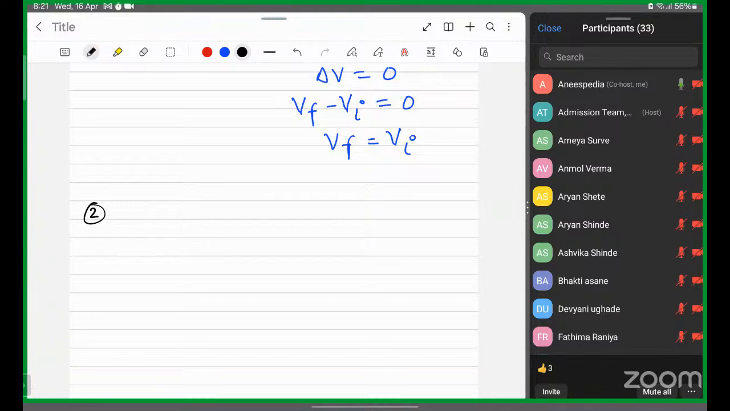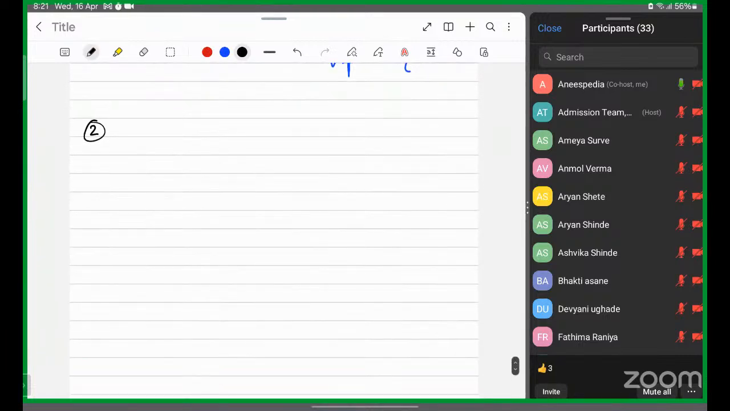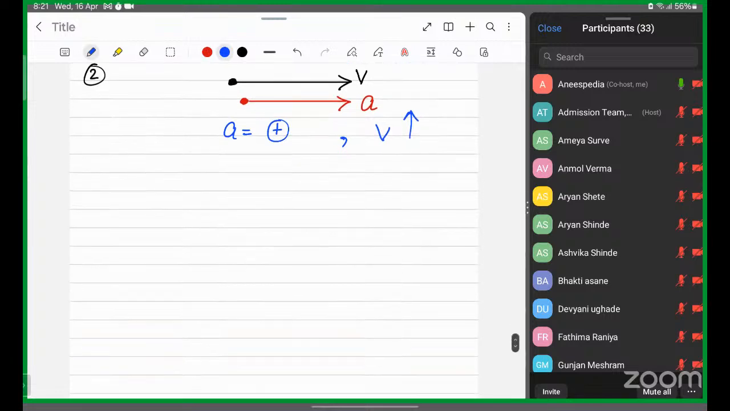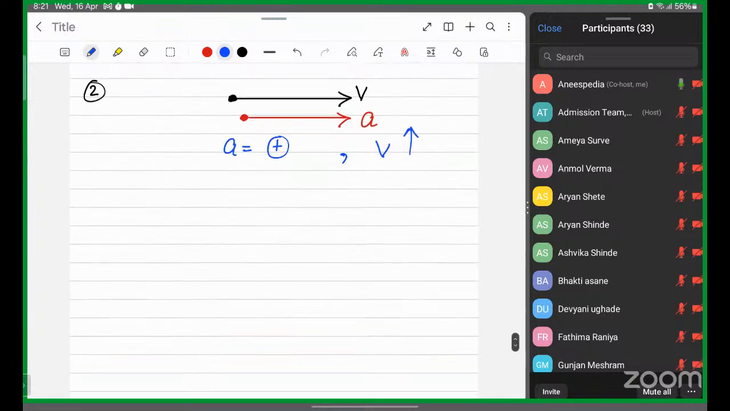Second point is the effect of acceleration on the velocity, and it can have two types of effect. First one is if the object is moving in this direction with velocity, let's say v, and there is an acceleration which is working in the same direction with magnitude a. In that case, this acceleration is taken as positive and it will increase the speed or the velocity of the object. This is known as accelerated motion.